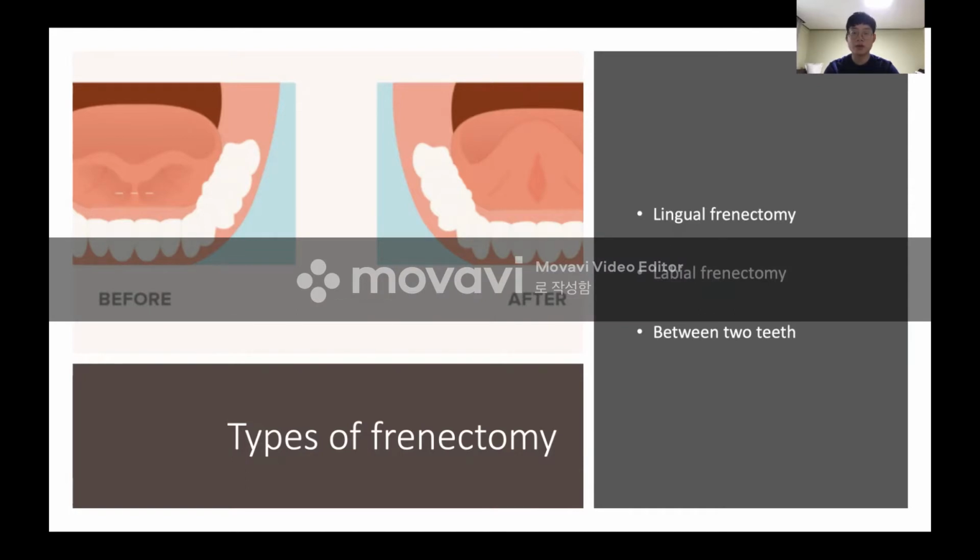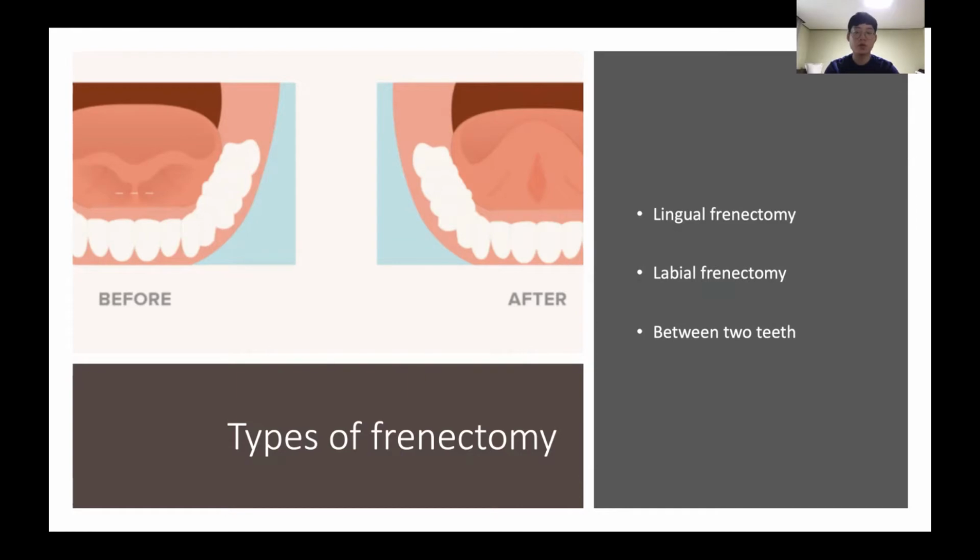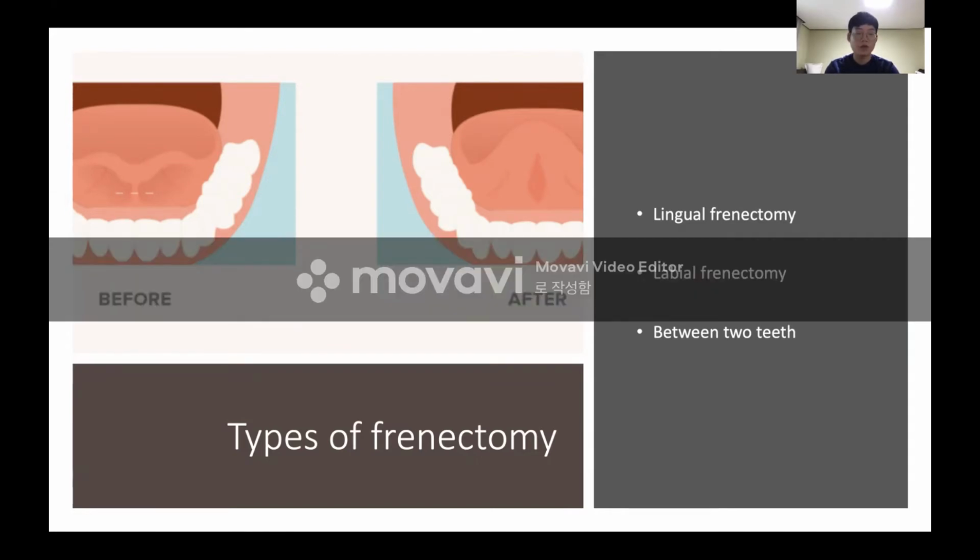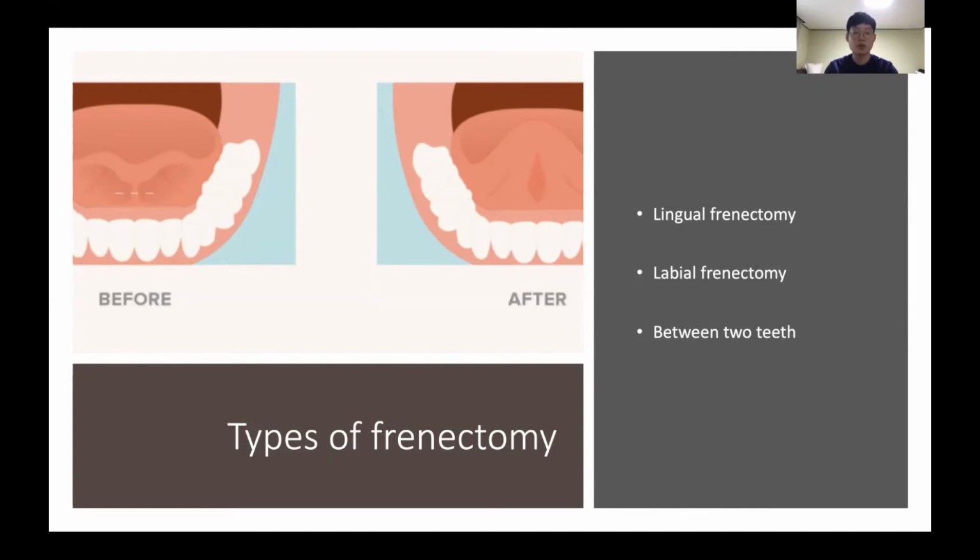The first type is lingual frenectomy. Lingual frenectomy is a treatment for a tongue tie. This picture shows the lingual frenectomy. The before picture shows the frenulum attached to the front of the tongue. If the frenulum is attached to the front of the tongue, we cannot speak well because our tongue will not move freely. So we have to get rid of it by using lingual frenectomy.